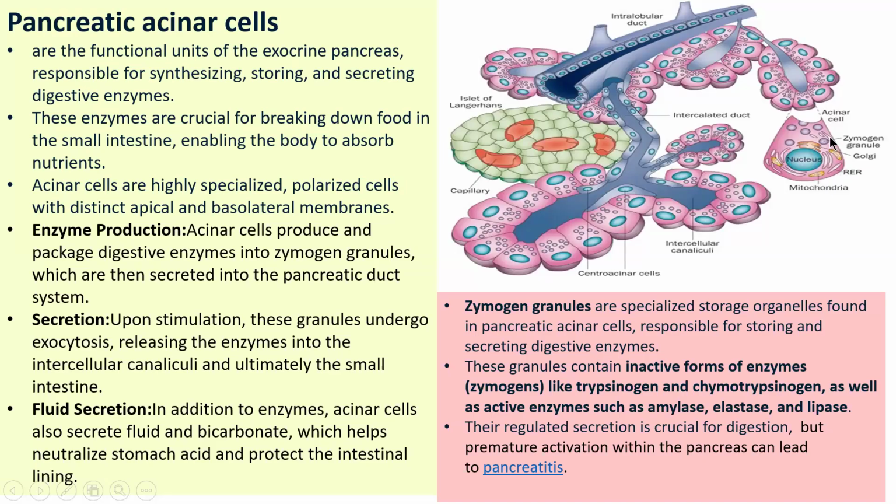There is a given image. It consists of zymogen granules, Golgi apparatus, because it is a cell, right? So it constitutes all the organelles of a living cell. It helps in enzyme production. So the acinar cell produces digestive enzymes, packages digestive enzymes into granules, and the name of that granule is zymogen granules.